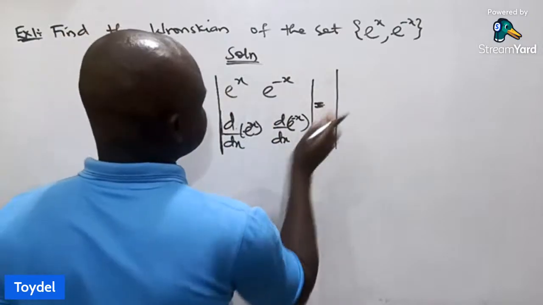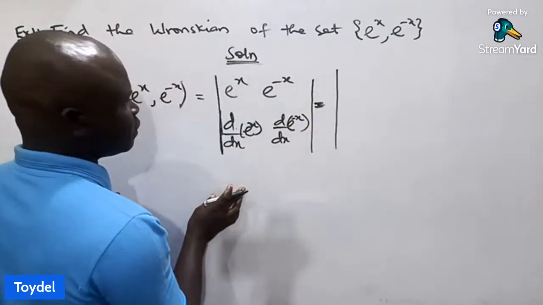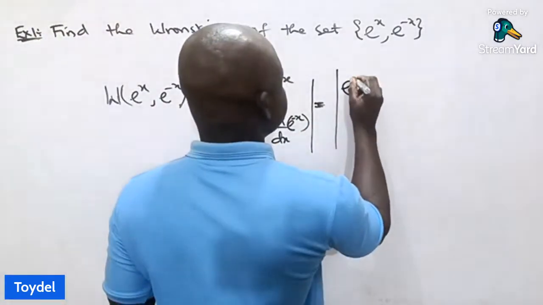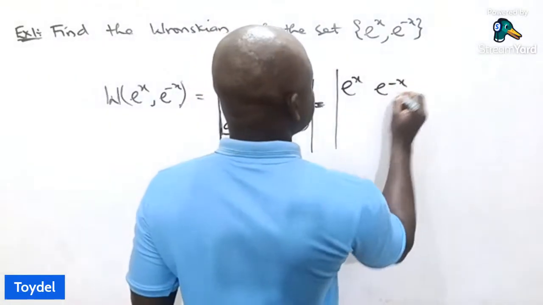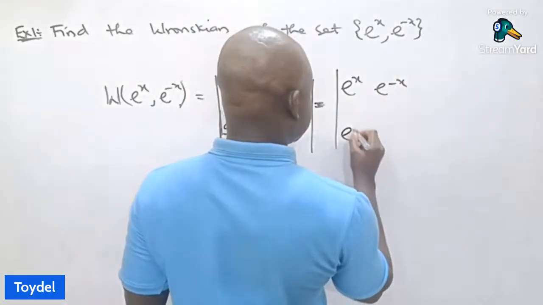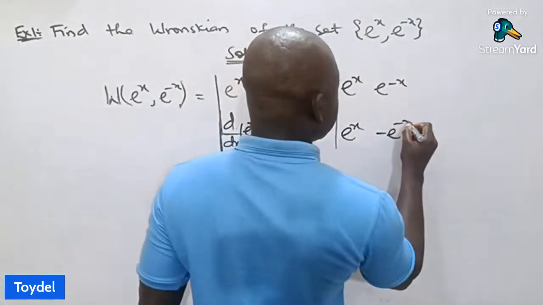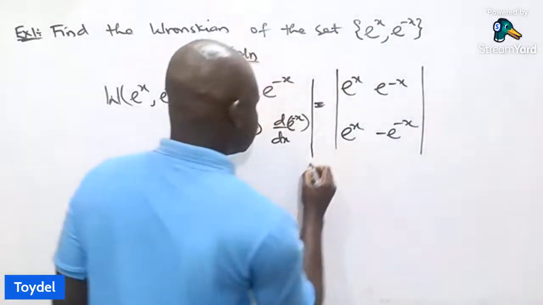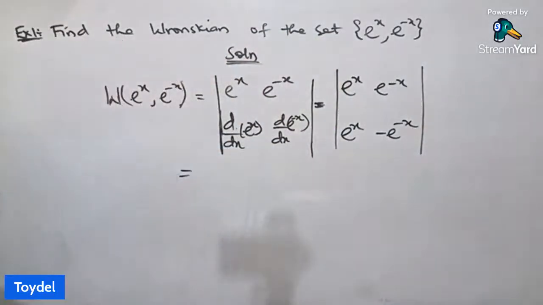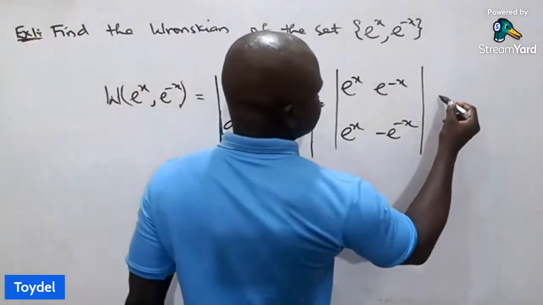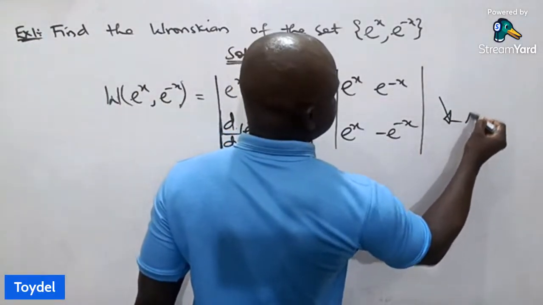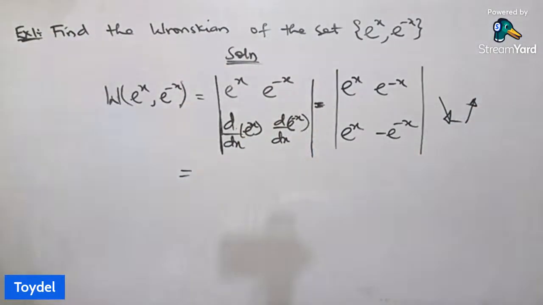If it's more than 2, say 3, we go ahead and find the third derivative. Then if we do that here, that will be e raised to power x, e raised to power minus x. If we differentiate this, it's e raised to power x, then minus e raised to power minus x. That's what we are going to get. So if we find the determinant, what are we going to get? Determinant simply means this multiplied by this, minus this multiplied by this. That is how to find the determinant.